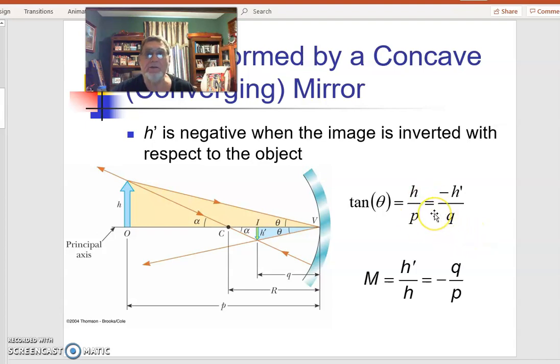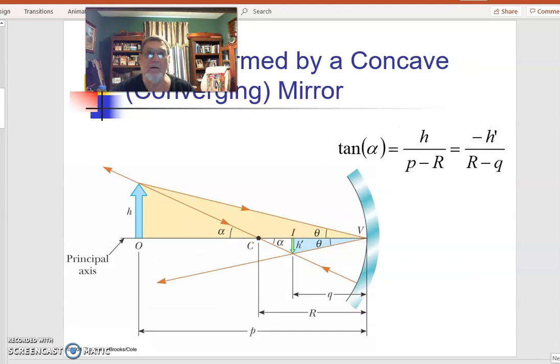So if I rearrange those, I can get the magnification. If I solve that for h prime over h, I find it depends on p and q. It's minus q over p. You're going to want to use that formula when we're working our problems.